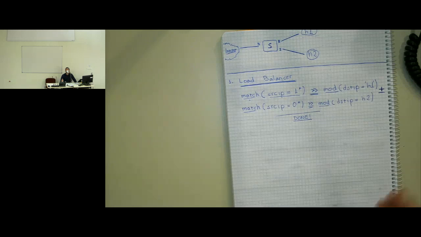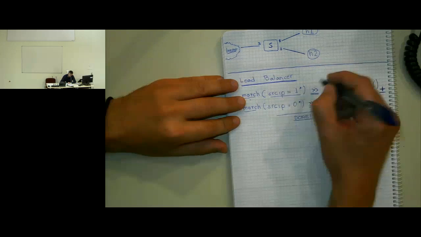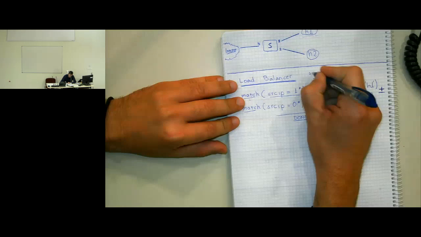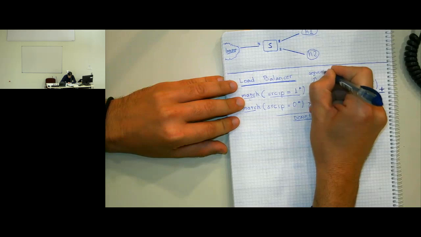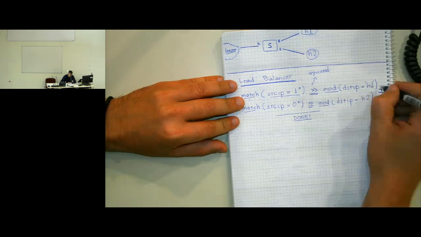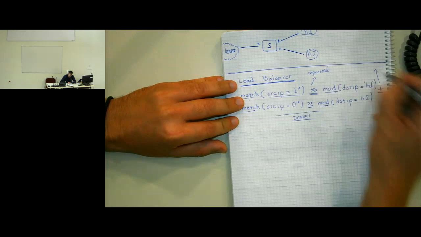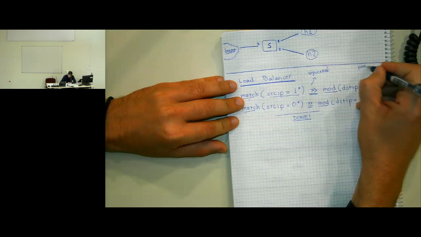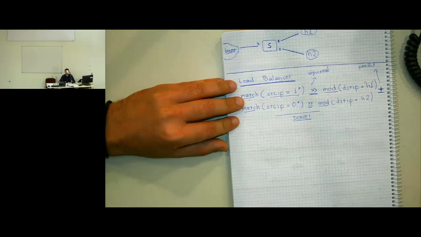So in addition, we already saw the two most important operators of Pyretic. Pyretic has two composition operators, the parallel composition and the sequential composition. So this is the sequential composition and this is the parallel composition.